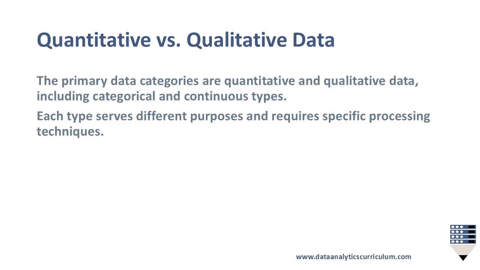Quantitative versus qualitative data. All data can be grouped into 2 broad categories, quantitative and qualitative. Quantitative data is numerical and measurable, while qualitative data describes qualities or characteristics. Each type serves different purposes and often requires different ways of collecting, processing, and analyzing the information.